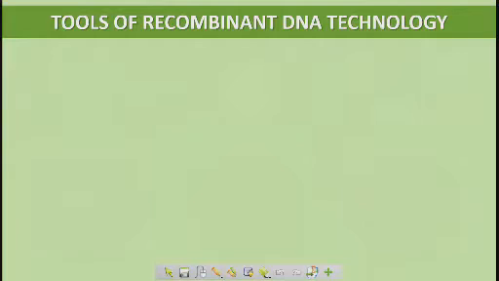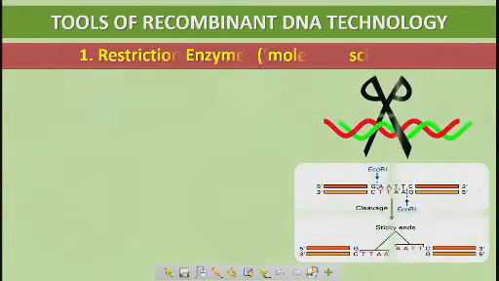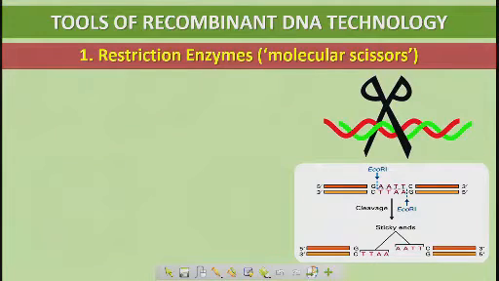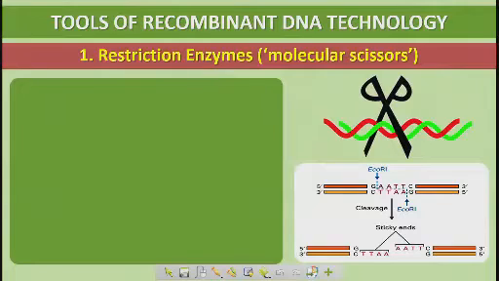So, we will study these tools in detail. First of all, the restriction enzymes. Restriction enzymes are also known as the molecular scissors. These enzymes cut the DNA at desired site.